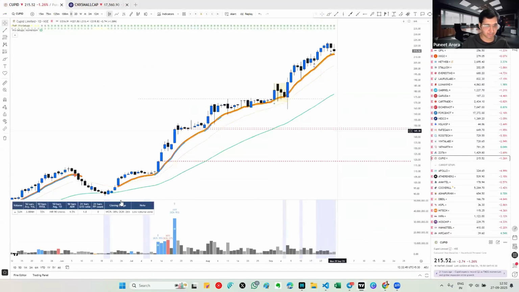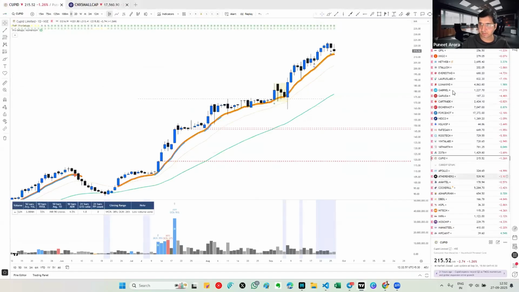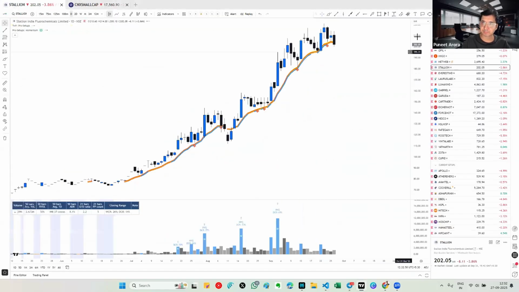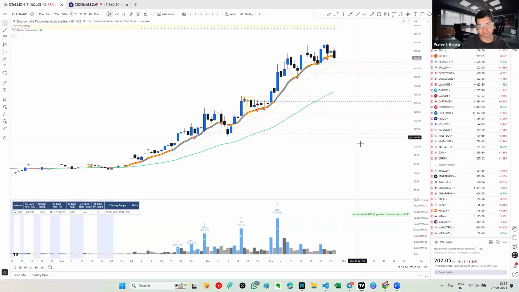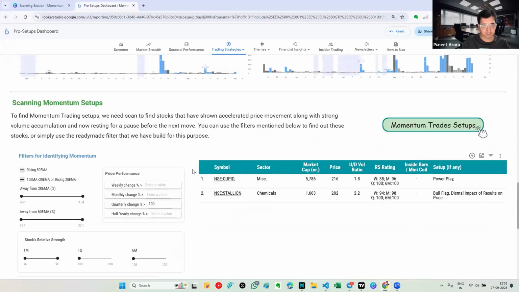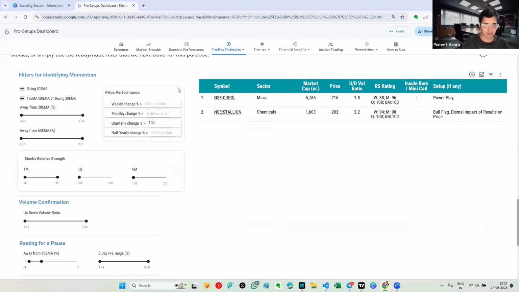The up down volume ratio is 1.8 only, right? But yeah, it has had a good move. And Stallion also, we saw the chart also. Yeah, so this is also again building up. If there are other setups that you want to have, in addition to these, you can always go to the screener page and choose more setups, and all these conditions are present there also.